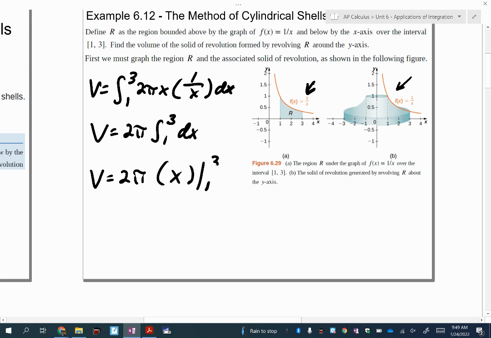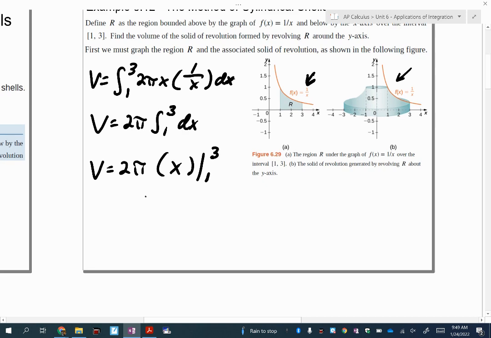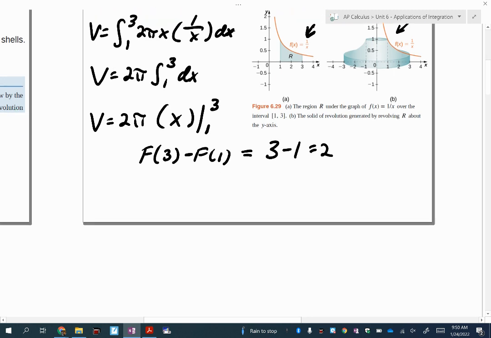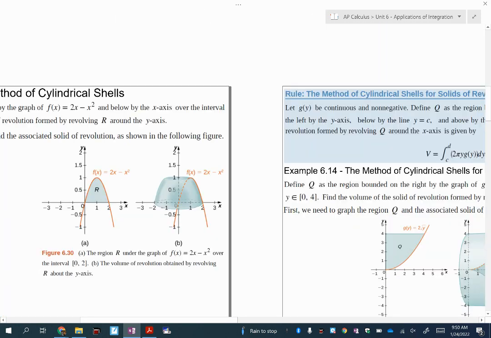So I'm going to evaluate that at 3 and 1: f of 3 minus f of 1, and whatever I get there, I'll multiply by 2 pi. That's going to be 3 minus 1, which is 2. I'm going to multiply 2 times 2 pi and get my volume is 4 pi units cubed. All right, so that's it for the first one. Let's try another one.